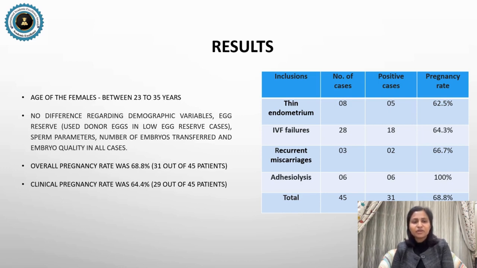Out of 45 patients, 31 patients were positive. That was a 68.8% pregnancy rate. But in 2 cases, the heartbeat didn't come at 6 weeks. So the clinical pregnancy rate was 64.4%.